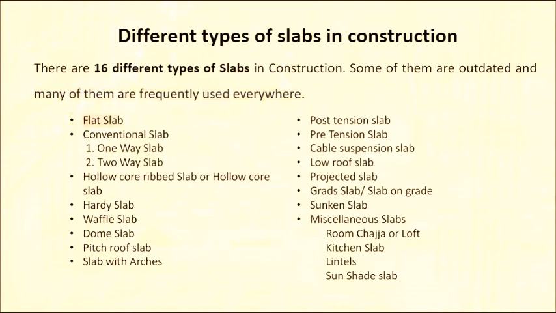Flat slab. Conventional slab: 1. One-way slab, 2. Two-way slab. Hollow core ribbed slab or hollow core slab. Hardy slab. Waffle slab. Dome slab. Pitch roof slab. Slab with arches. Post tension slab. Pre-tension slab. Cable suspension slab. Low roof slab. Projected slab. Grade slab or slab on grade. Sunken slab. Miscellaneous slabs: room chaja or loft, kitchen slab, lintel sunshade slab.